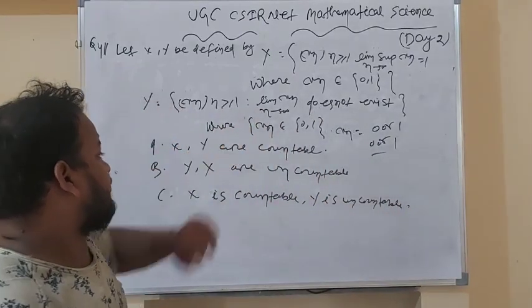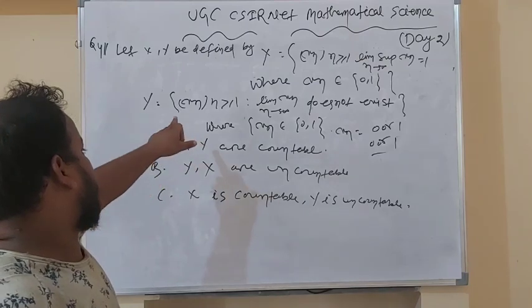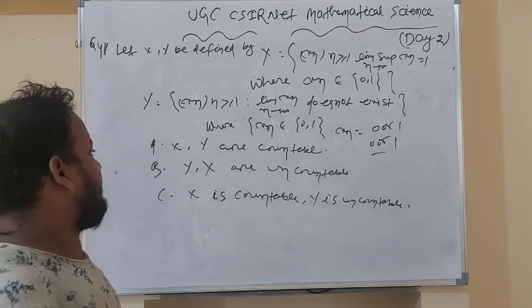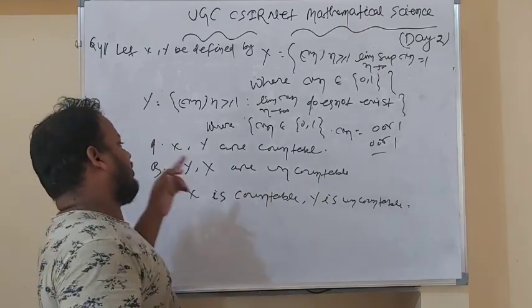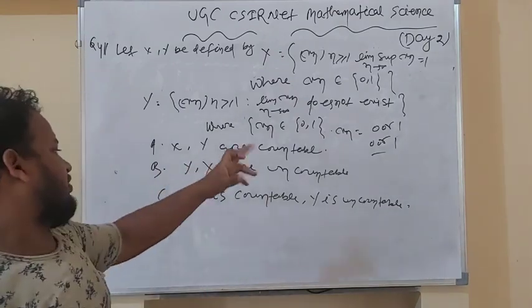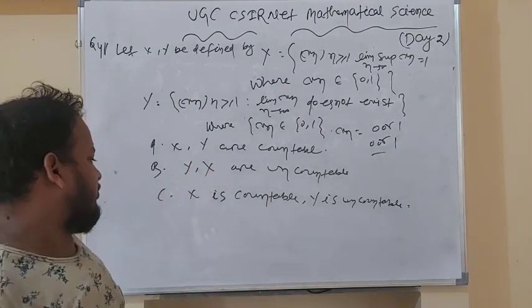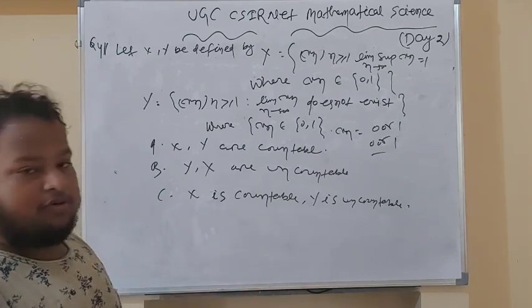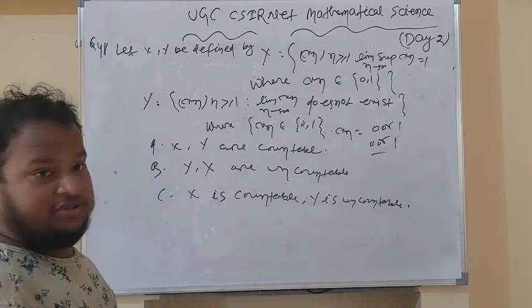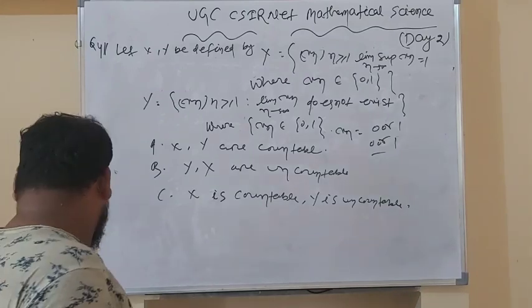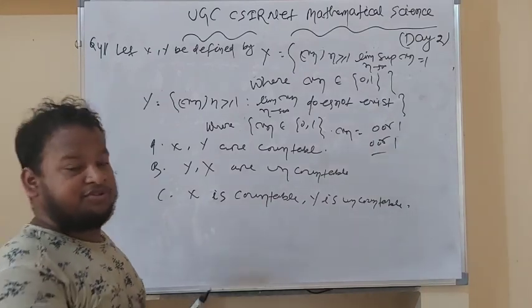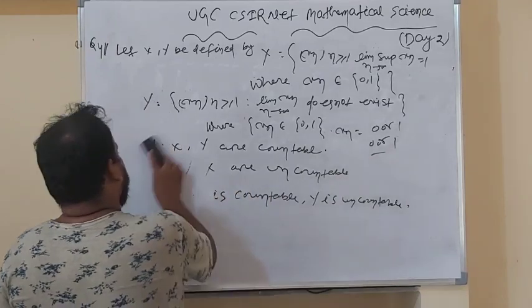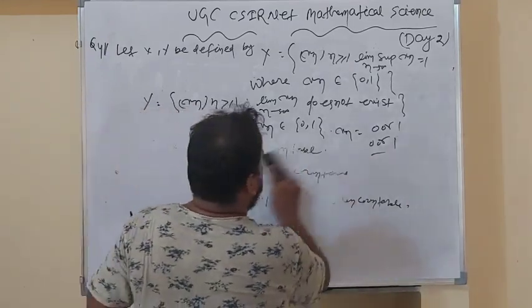The limit of the sequence does not exist. The options are: x and y are uncountable; x and y are countable; x is countable and y is uncountable; x is uncountable and y is countable. Which option is correct? This is a very important Part C question of CSIR mathematics.